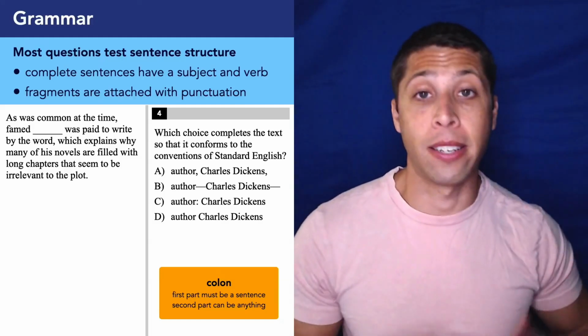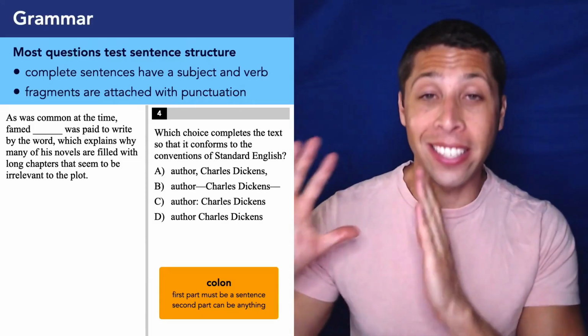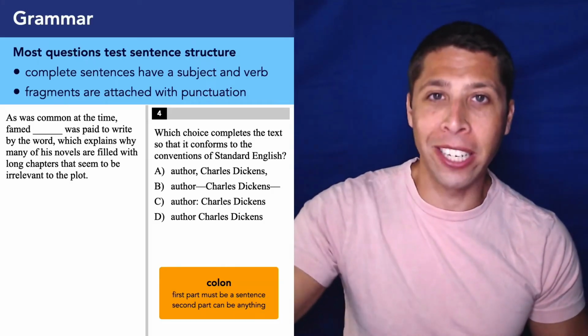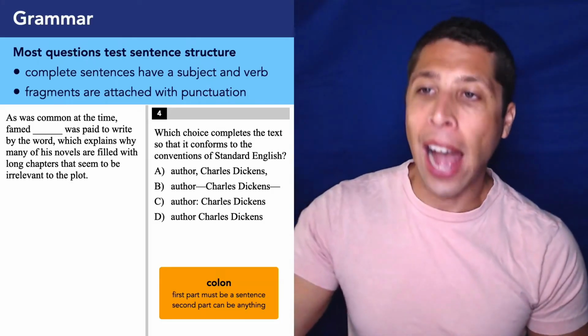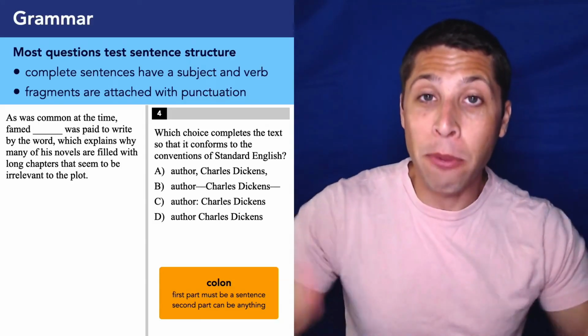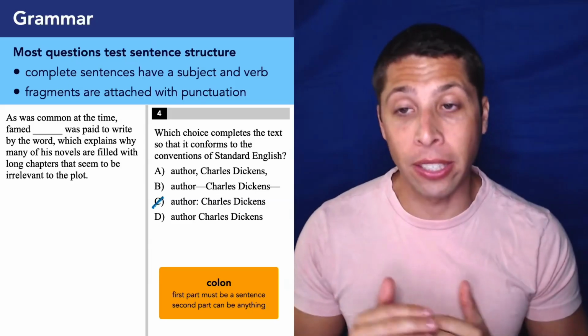Sometimes it's also a complete sentence. Sometimes it's a list. Sometimes it's just one word. But that first part has a set rule. So let's just try it out. Let's end the sentence where that colon is and see if it sounds complete. As was common at the time, famed author. Well, famed author what? What did he do? There's no verb there, so that's not a sentence. Therefore, C is definitely wrong.